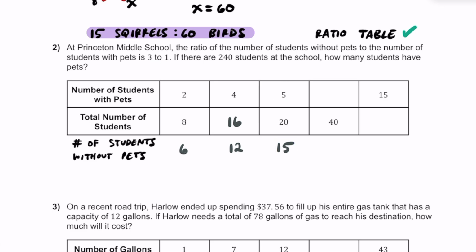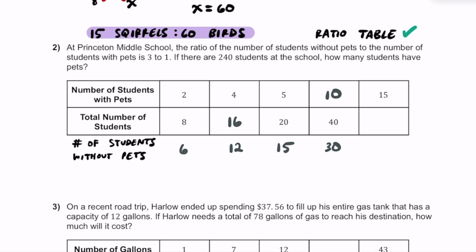Over here, let's see, if we want to get to 40 to what number of students with pets? Well, if you double the 20, you get 40. So if you double this 5, you can come up with 10 here, right? Now, if there are 10 students with pets here, there would be 30 students without pets, just because 10 plus 30 does equal 40. And again, this 30 to 10 ratio is 3 to 1.